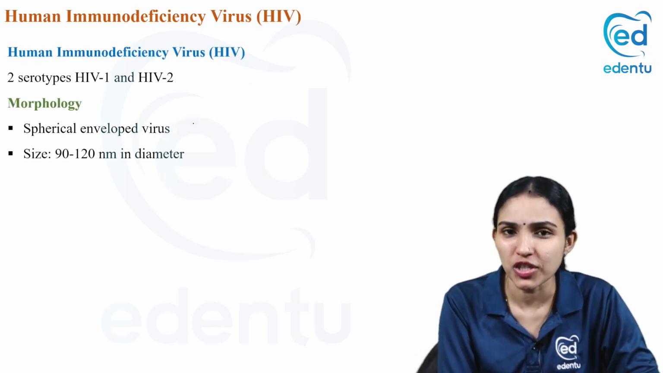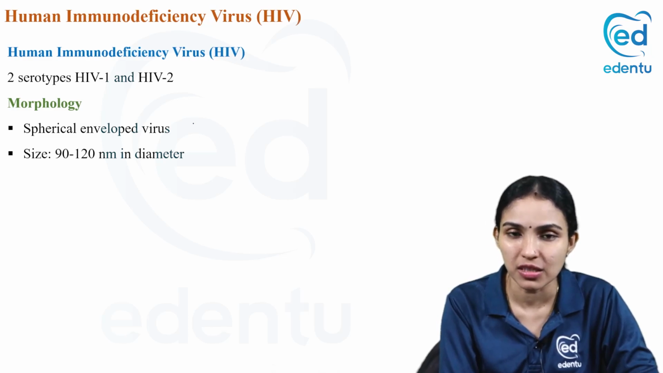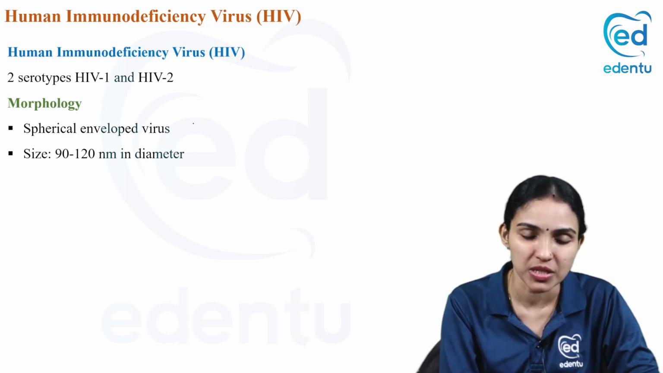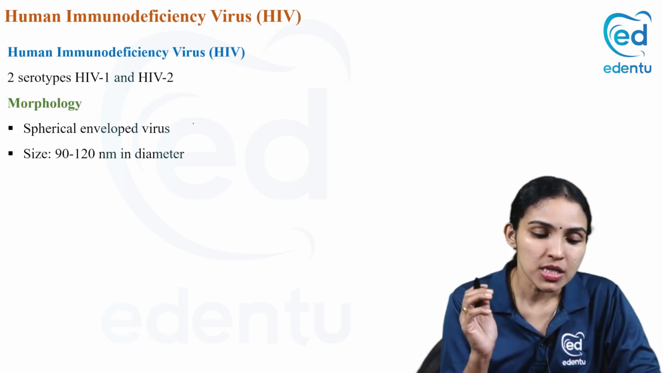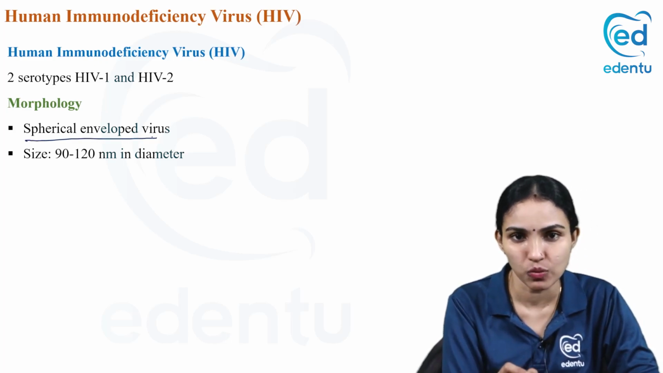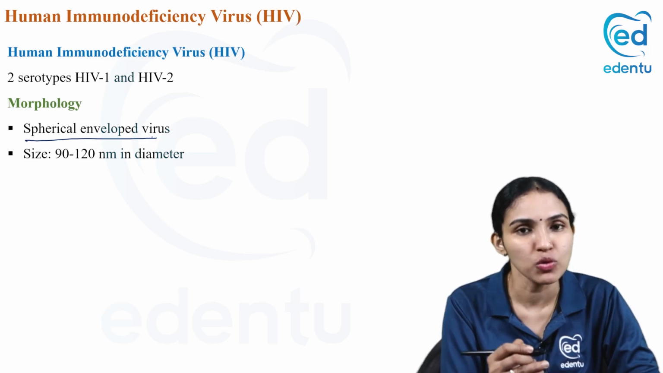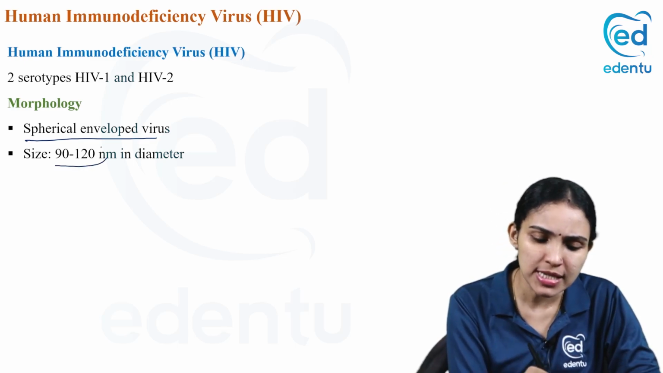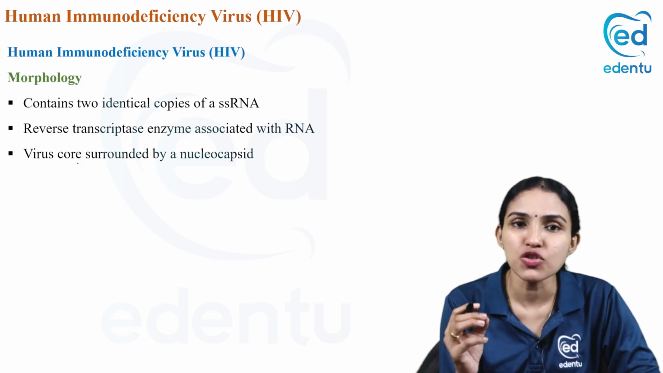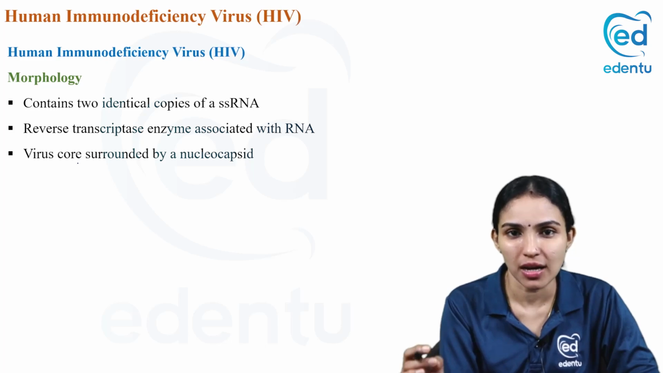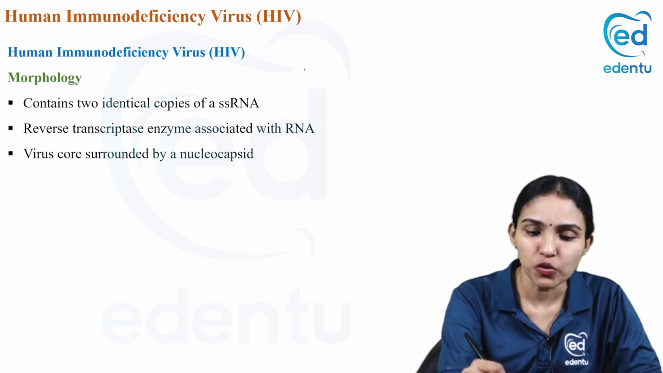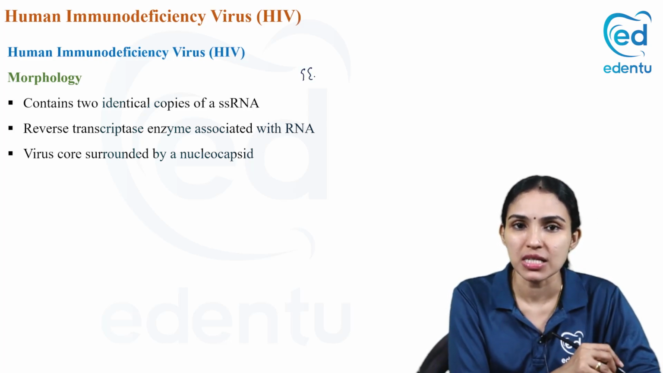We have two serotypes for HIV, HIV 1 and 2. Both of them are seen in our country. We have cases where sometimes we even see co-infection, both 1 and 2 together infecting a person, because the mode of transmission is the same. When talking about the morphology of HIV, they are spherical enveloped viruses, like most of the viruses we have seen. Size is 90 to 120 nanometers in diameter, so it's of a moderate size, and it contains two identical copies of single-stranded RNA. Most RNA viruses have single-stranded RNA, but HIV has two copies of single-stranded RNA.